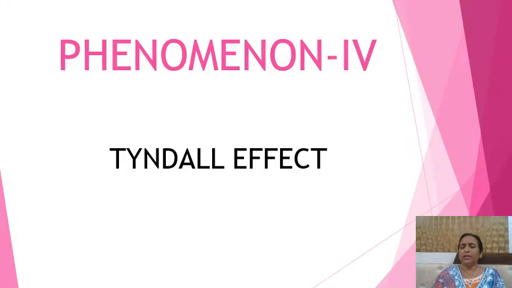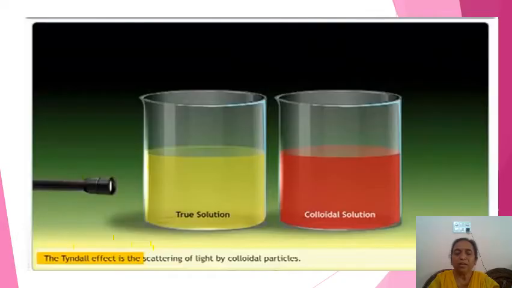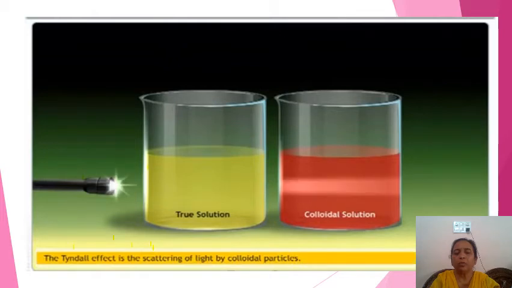You can see the Tyndall effect. To understand Tyndall effect, have a look at this activity closely. Here in this activity, we have two beakers, one filled with true solution and the other with colloidal solution. What happens when the torch throws light on the two beakers? We see when the light falls on the two beakers, the path in the true solution is not visible, but the path of light is visible in the colloidal solution. This effect is known as Tyndall effect.